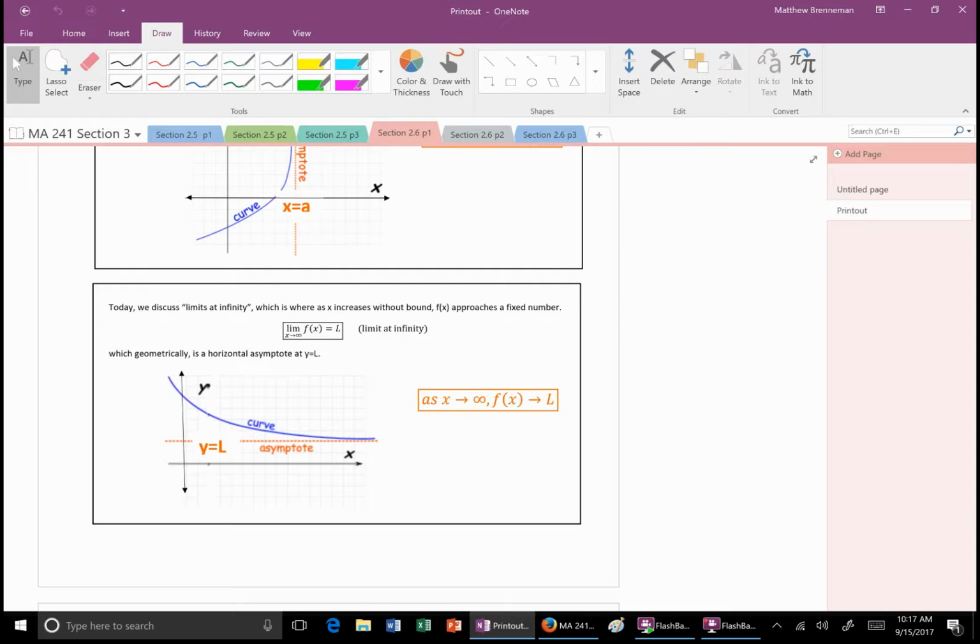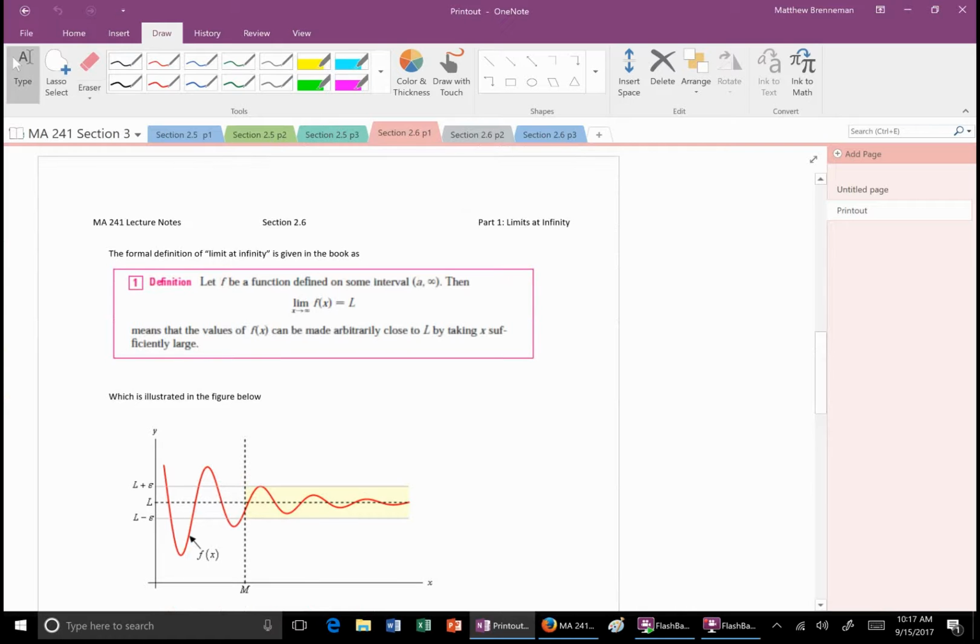Limits at infinity, when they exist, correspond to a horizontal asymptote, where y is a horizontal line. Here x is increasing and f is increasing. With infinite limits, x is approaching a finite value and f is becoming unbounded. Now, because we're experts at limits, I want to point out what this means.